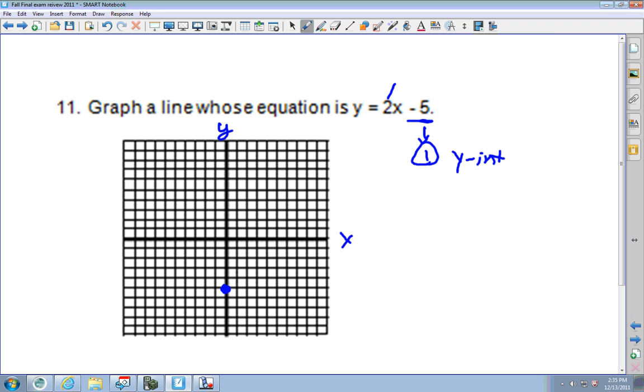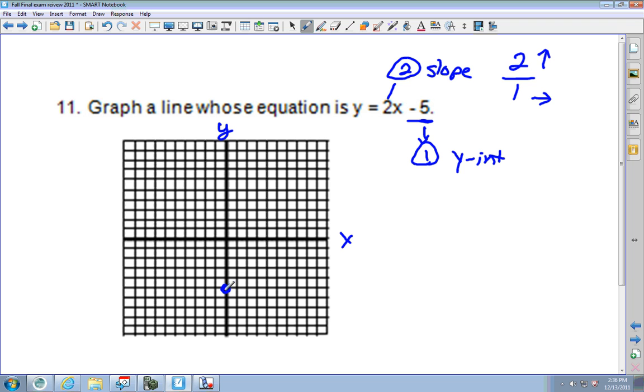Now the second step is my slope. First off, my slope is positive, so I know it's going to be an increasing line that's going up. My slope is 2. Anytime you have a whole number, you put it over 1. The top number tells you to go up, the bottom to the right.